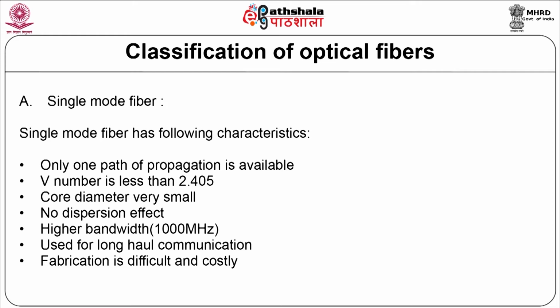Generally, the V number is less than 2.405. Core diameter is very small, of the order of micrometers. There is no dispersion effect. Bandwidth is of the order of 1000 MHz. Generally used in long haul communication, that is, long distance communication. But the disadvantage is that its fabrication is difficult and costly.